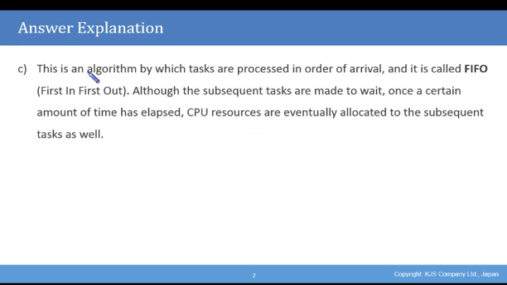So in C, this is an algorithm by which tasks are processed in order of arrival. This is called FIFO, or first in, first out. Although the subsequent tasks are made to wait, once a certain amount of time has elapsed, the CPU resources are eventually allocated to subsequent tasks as well. And so here we can see that our answer is D.